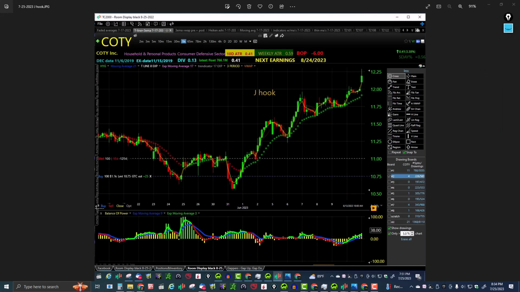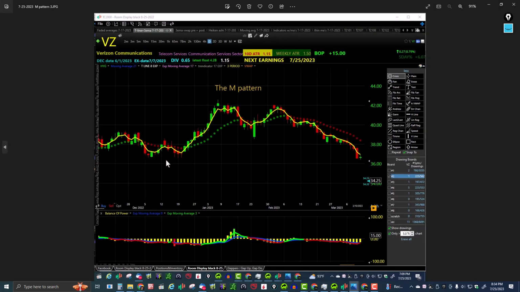Next pattern. Let's go with the M. Here's an M pattern. I'll draw it in for you, and we'll use the red. Price moves up. Price moves back. Price creates a double top. And then price comes back.